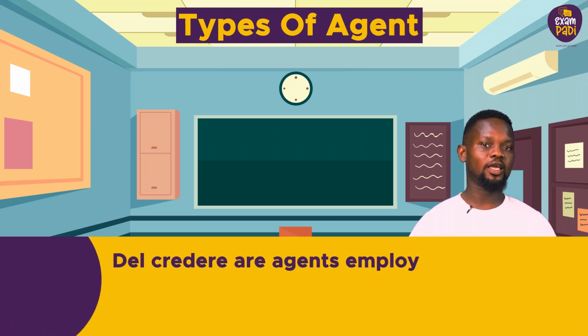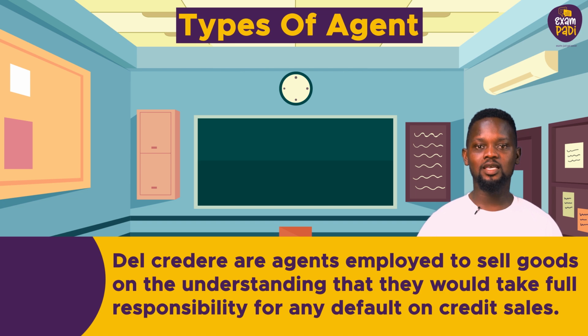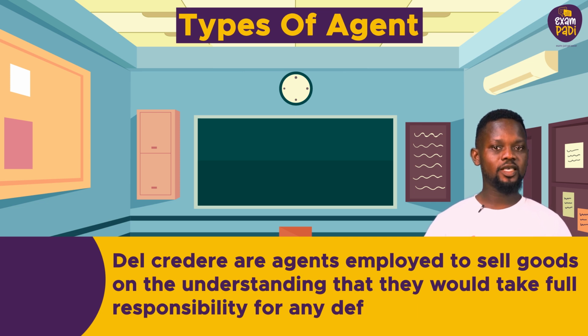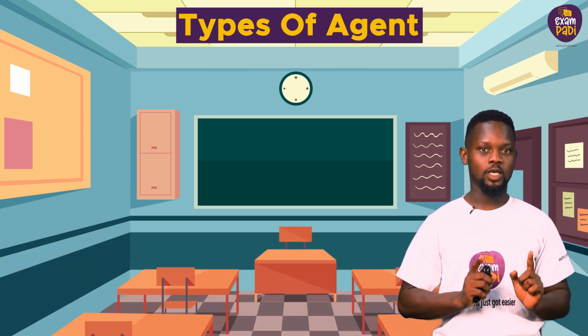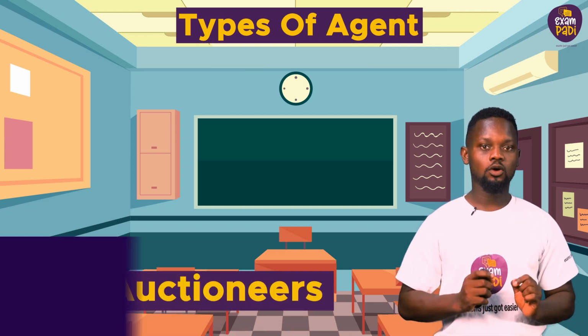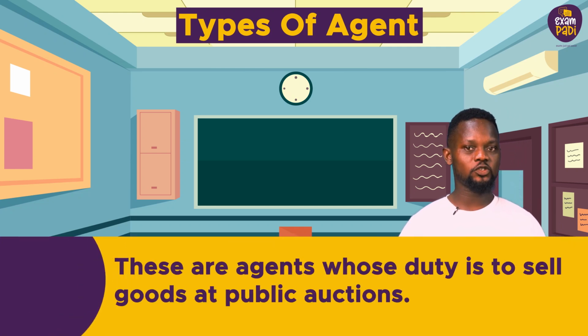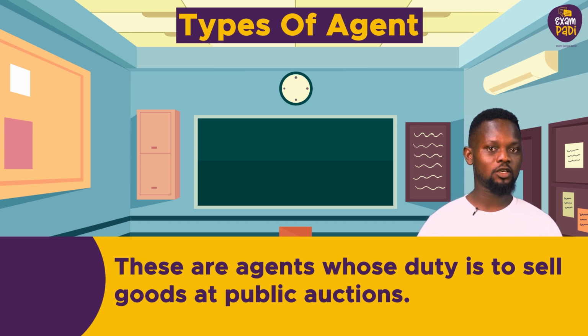D. Del credere agents are agents employed to sell goods on the understanding that they would take full responsibility for any default on credit sales. They undertake that the buyer will pay. If they don't, the agent will be liable. E. Auctioneers. Auctioneers are agents whose duty is to sell goods at public auctions.